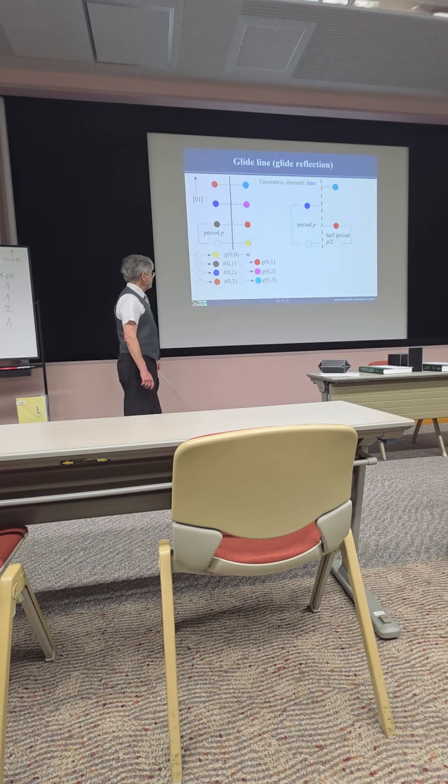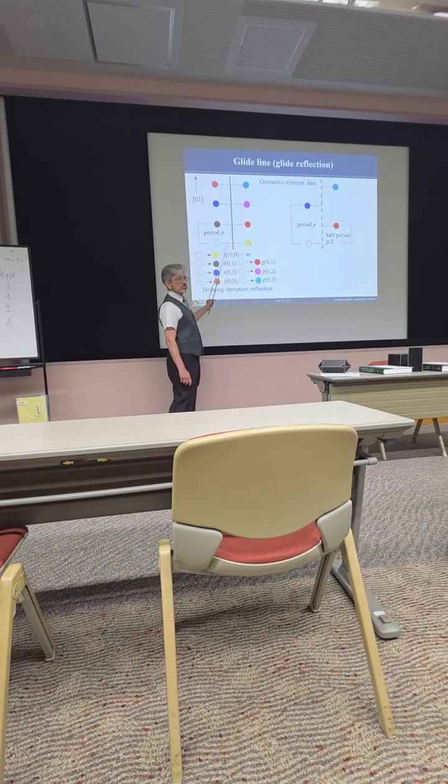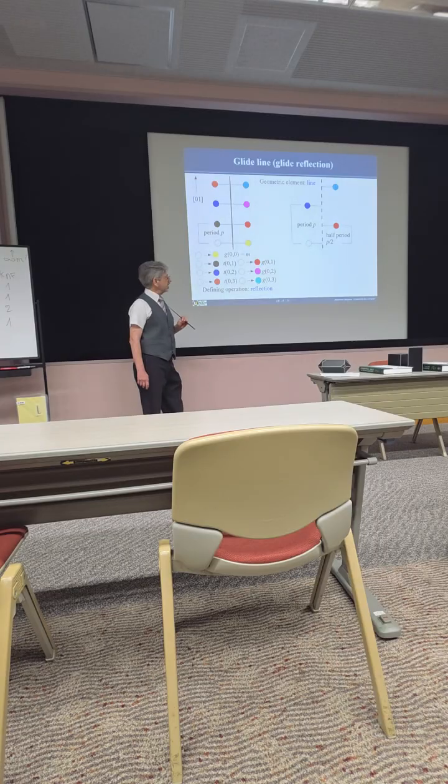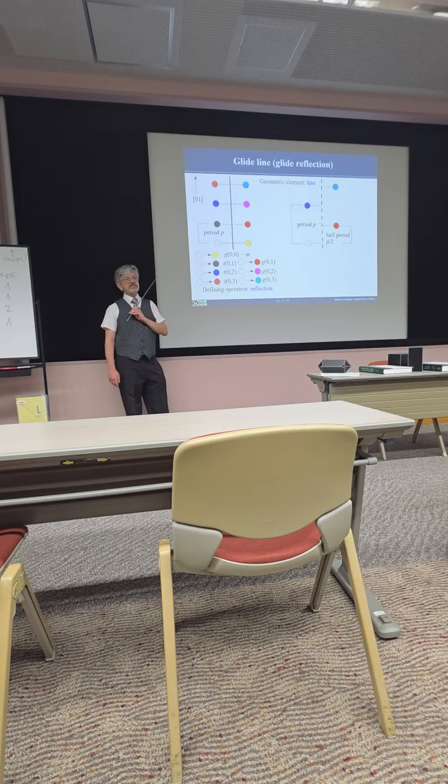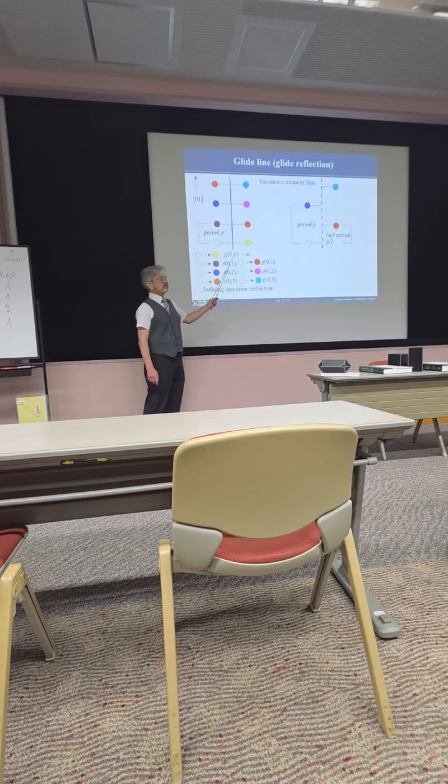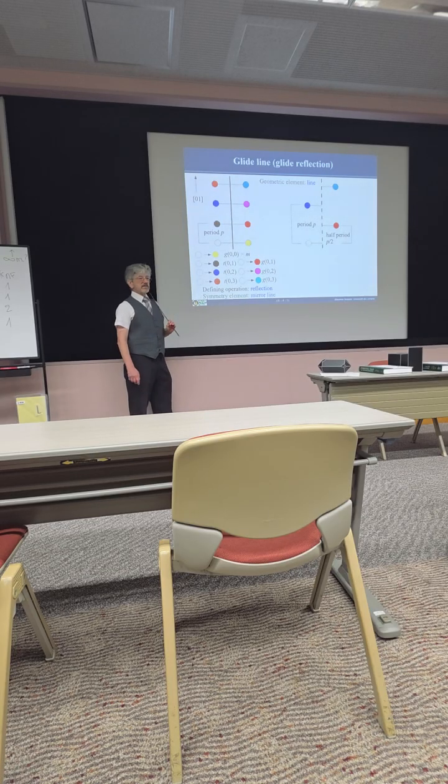So what do you see here? The defining operation, the operation that gives the name to the symmetry element, is the one that has the shortest glide component. In this case, the shortest is 0. So this is a reflection. Therefore, we call it a mirror line.